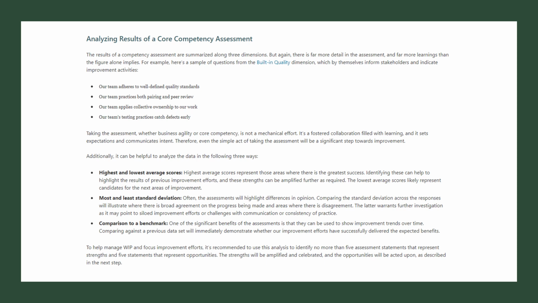One of the significant benefits of the assessment is that it can be used to show improvement trends over time. Comparing against a previous data set will immediately demonstrate whether our improvement efforts have successfully delivered the expected benefits.